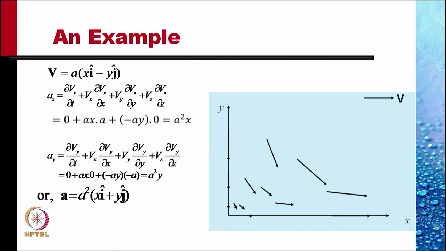So even if the velocity at a given point does not change with time, the particle at that point may be undergoing acceleration, because when it moves to the next point where the velocity is higher, that means it has undergone an acceleration. And if I plot this acceleration field, the acceleration field looks like this. These are the acceleration vectors at all times.